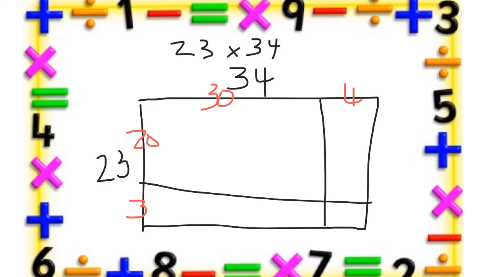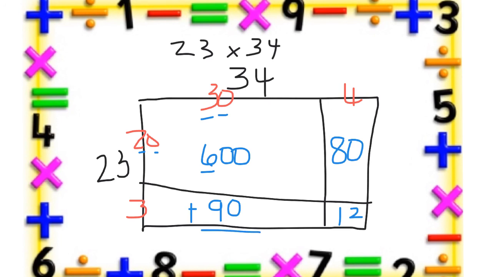So 20 times 30 is 600. And I know that because 2 times 3 is 6, and I have 100 times more, since 10 times 10 is 100. I have 20 times 4, which is 80. I have 30 times 3, which is 90. And I have 3 times 4, which is 12. You'll notice that I have the same numbers in each box. This time, maybe I'll change things up and add going down, because it doesn't really matter which order I add in. And then I'll add across to find my total, and once again I get 782.